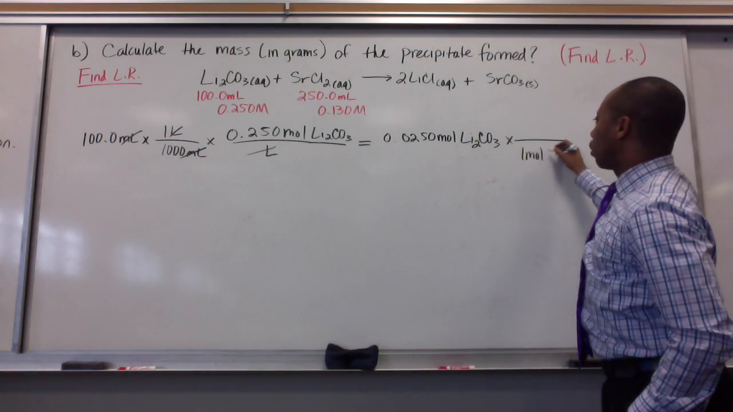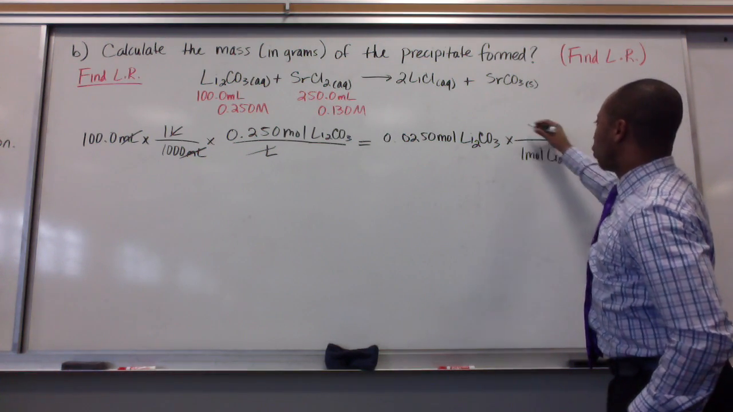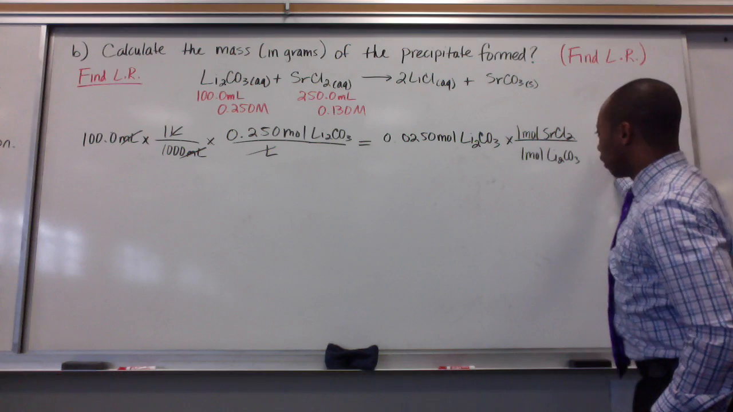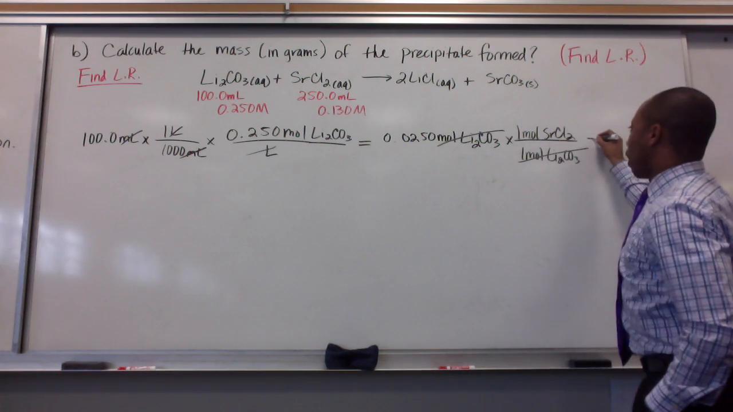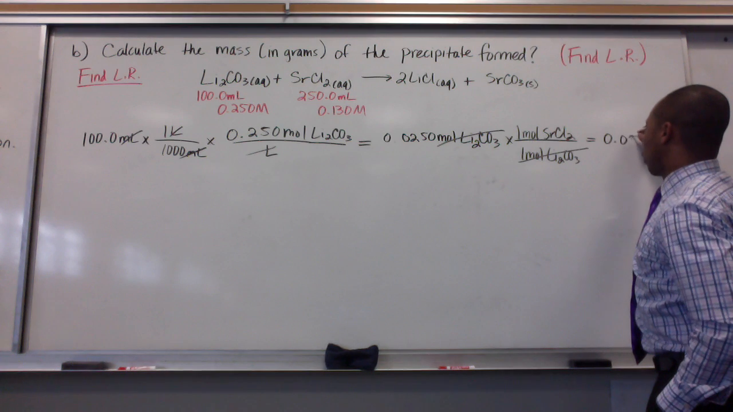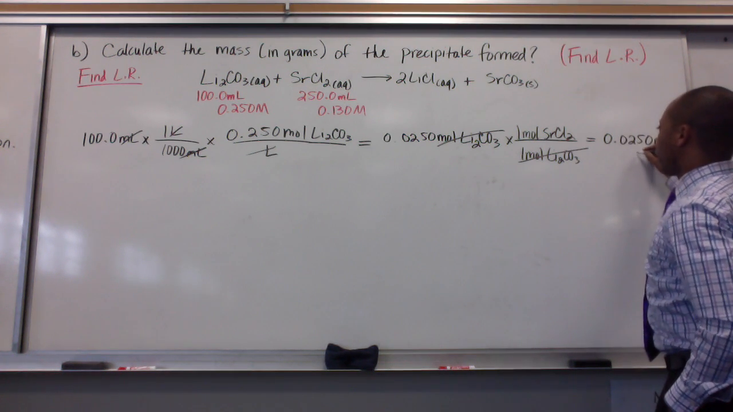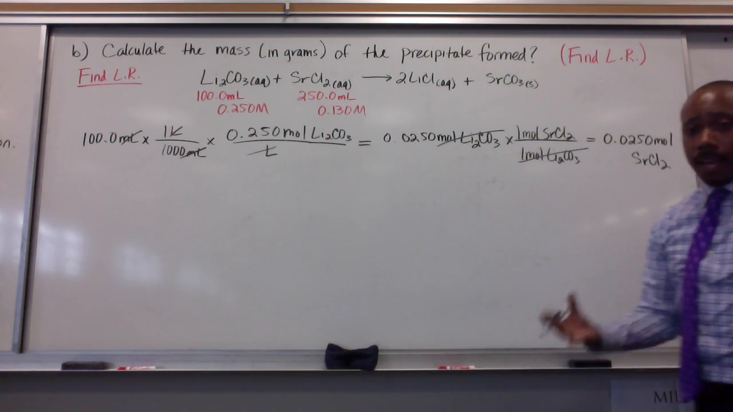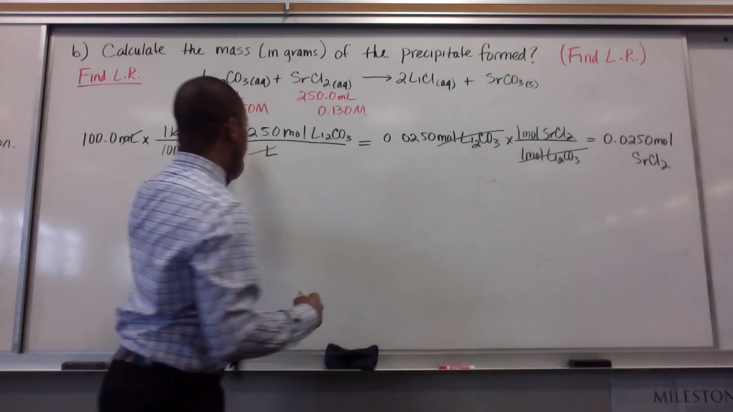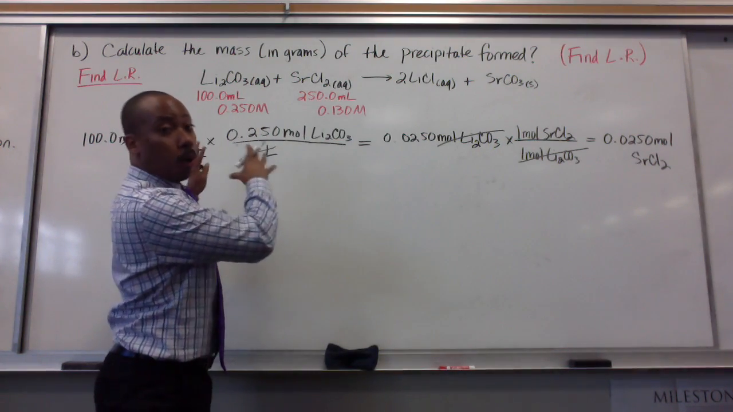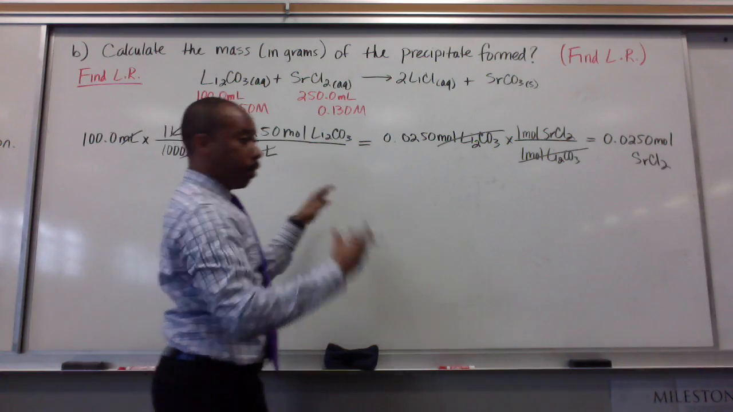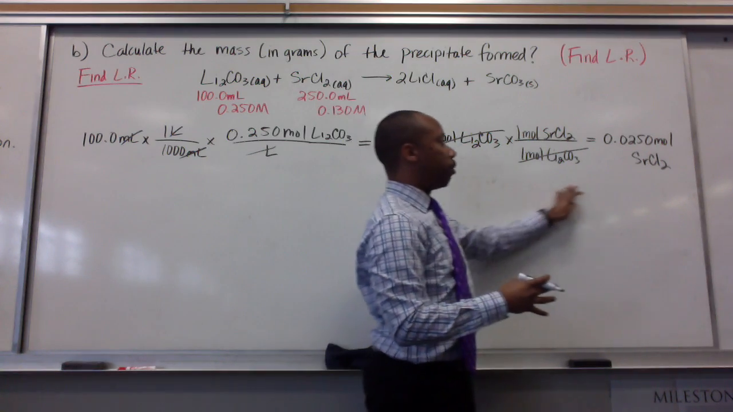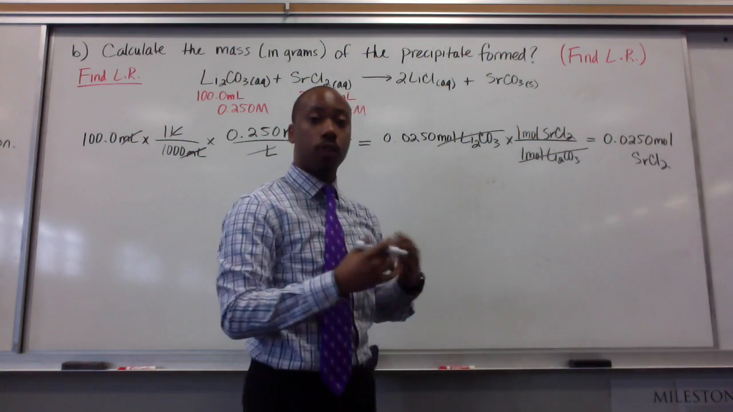So for every 1 mole of lithium carbonate that I use, I will also need to use 1 mole of strontium chloride. Moles of lithium carbonate cancel out, and my number of moles stays the same, 0.0250 moles, but we're talking about a different compound now, of strontium chloride. So this is saying, if all 100 milliliters of my 0.250 molar solution is used up, if all 0.0250 moles of lithium carbonate are used up, I will need to use 0.0250 moles of strontium chloride.